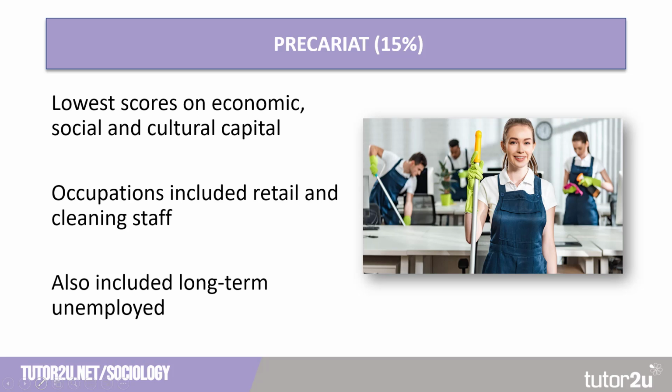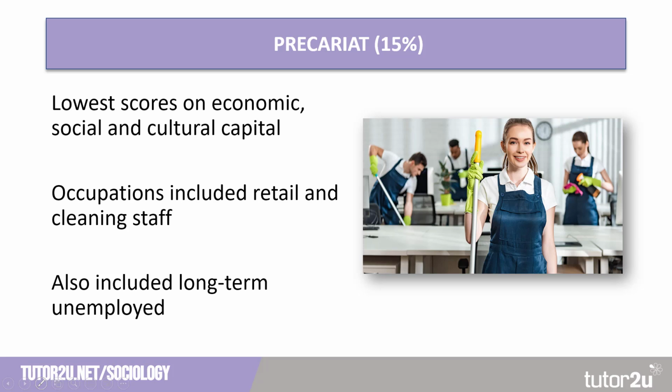The final group that were identified were the precariat, at 15% of respondents in the face-to-face survey. This group achieved the lowest scores on economic, social and cultural capital, and were most likely to be found in occupations including retail and cleaning staff. This group also included those who were long-term unemployed, and were perceived to have the worst life chances of those groups on the survey.